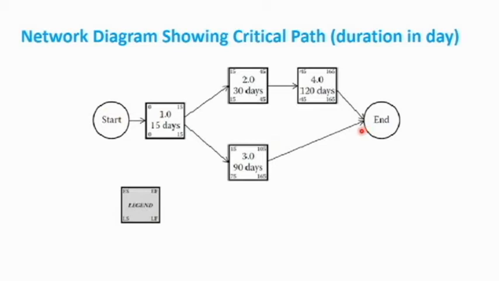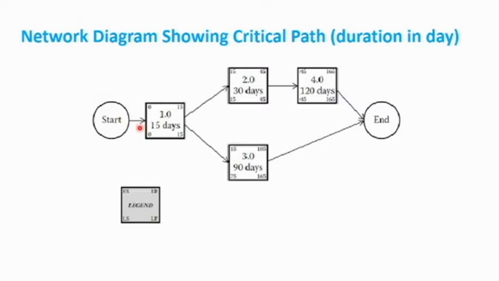The first box is activity 1.0. At the top left is 0, which indicates the early start, as was shown in the box above. And know that every project starts from 0. So the earliest start here is 0. And in the center of the box we have 15 days, which is the duration.